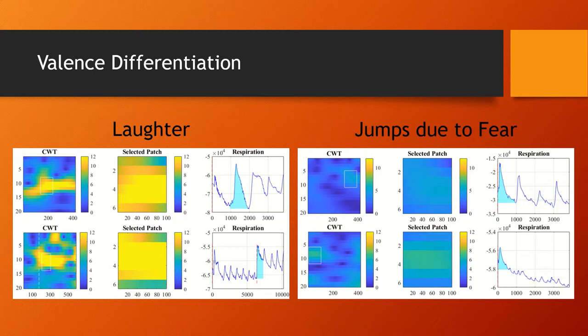Respiration was included to further differentiate the valences. The peak height of the maximum inhalation and area under the curve were both used. The inhalation was usually higher and had more area under the curve for positive valence.